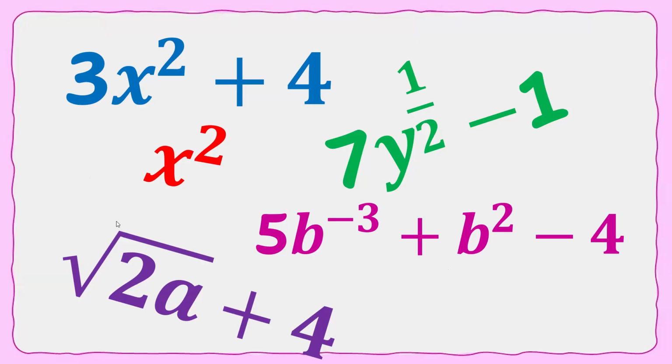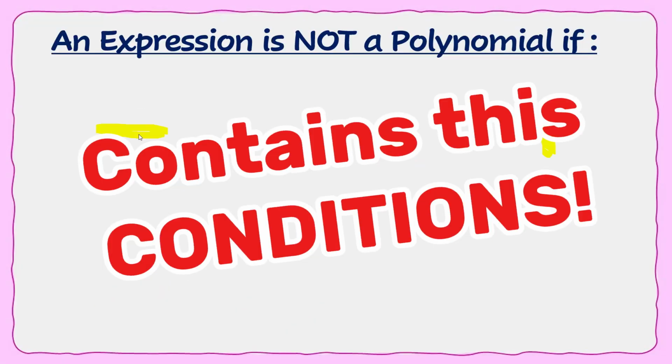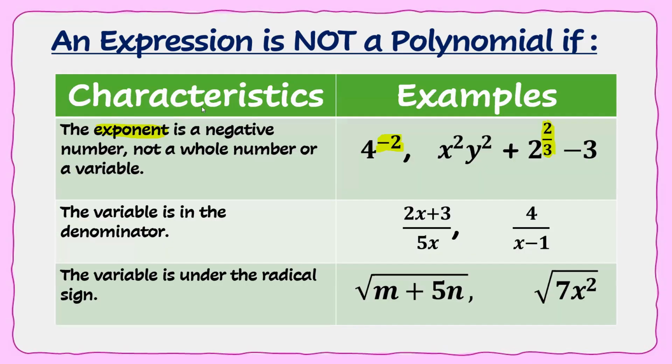So, let's dig deeper into the characteristics of a polynomial and when an expression can be considered not a polynomial. If these conditions are present in the given expression, then the expression is considered not a polynomial. Let's look at this. In the first column, we can see the characteristics, and the second column are the examples. The exponent is a negative number, not a whole number or a variable. So, negative number. Let's look at this: 4 raised to negative 2. If you look at this, the exponent is negative. Therefore, it is not a polynomial.